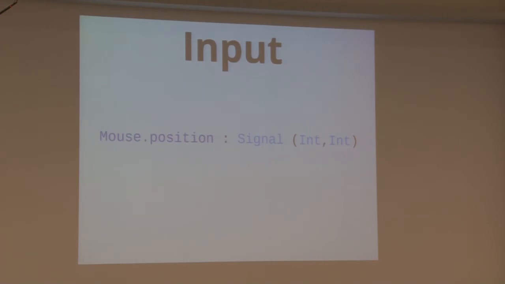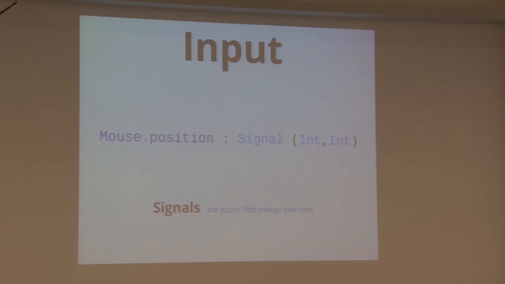So, I hope you're somewhat familiar with a type signature. This is a value called mouse.position, and its type is not just a pair of integers, but a signal of pair of integers. So it's a pair of integers that's changing over time.